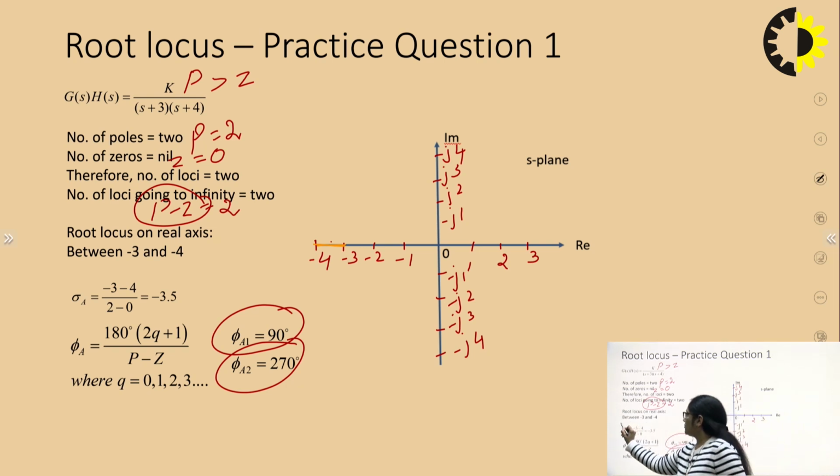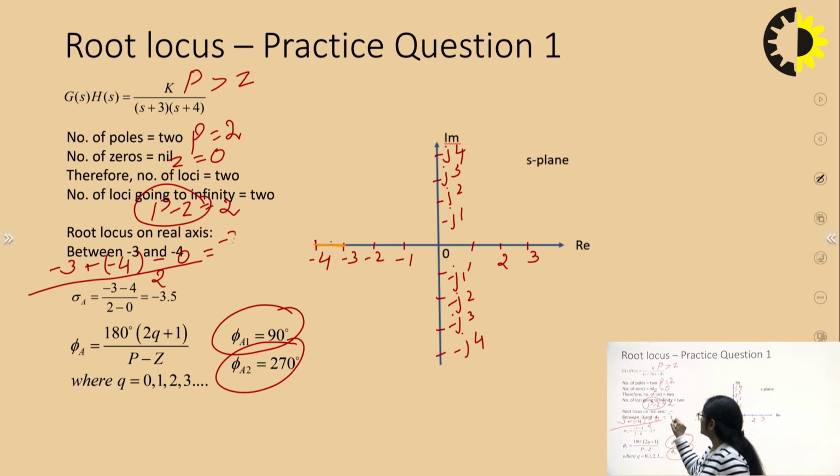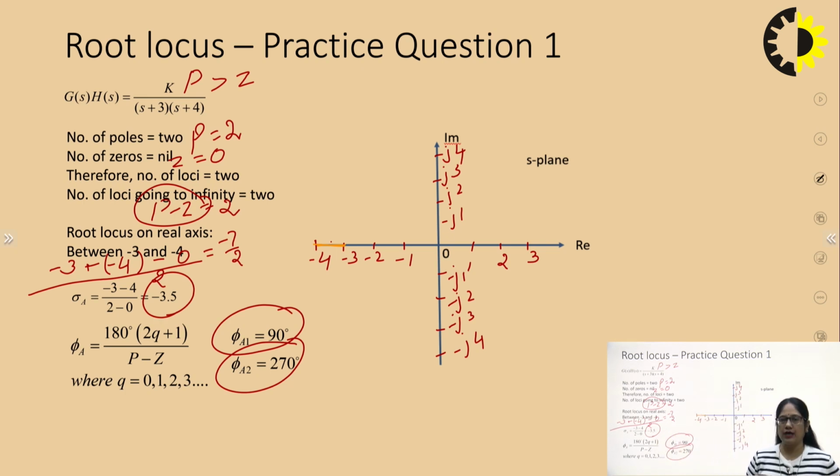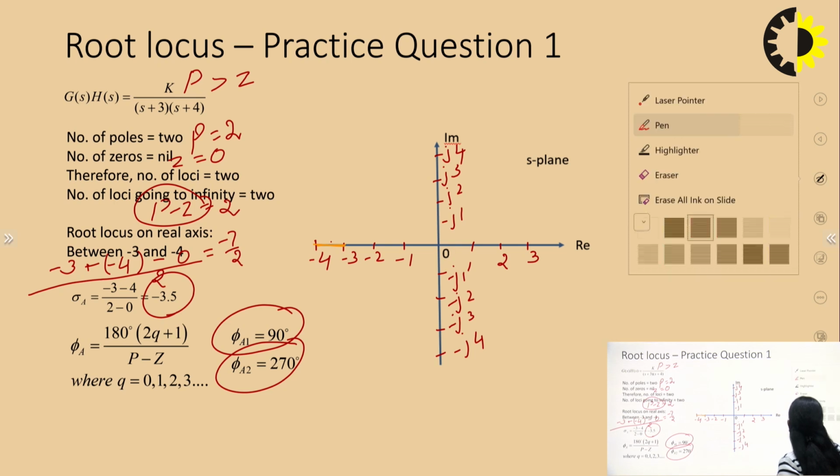Therefore, the sum of poles here is minus 3 plus minus 4 minus 0, divided by 2 minus 0, that is 2, which is minus 7 by 2, and that is minus 3.5. So, the angles of asymptote are minus 90 degree and 270 degree, and the centroid is minus 3.5. So, let us mark minus 3.5 here.